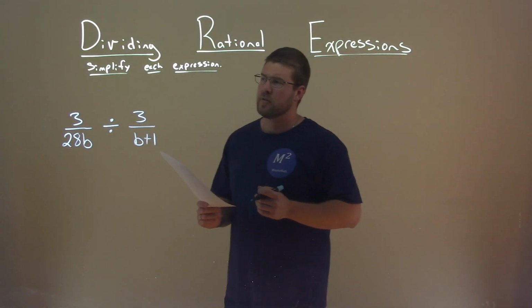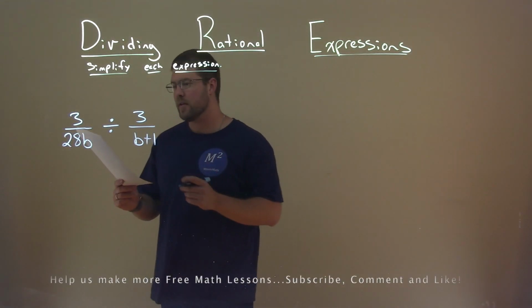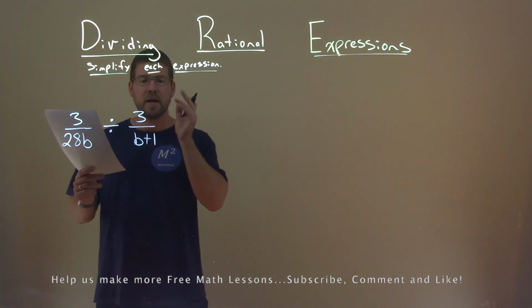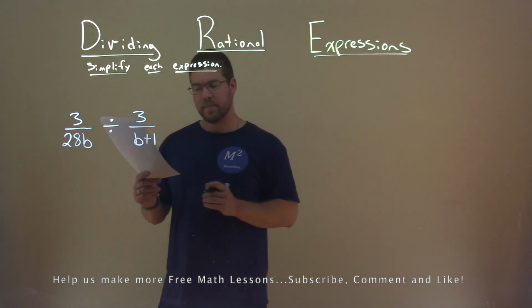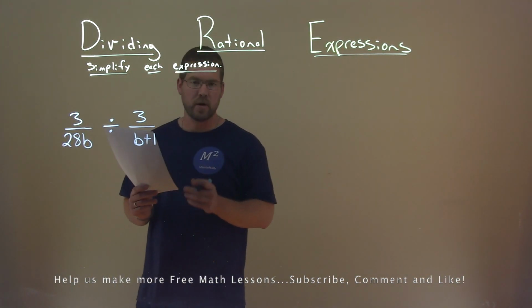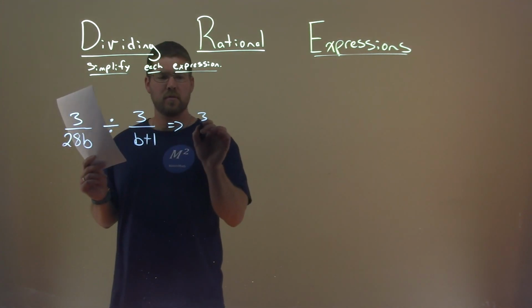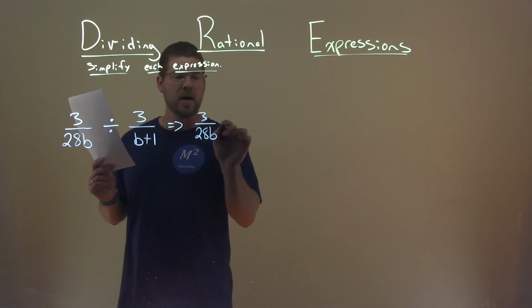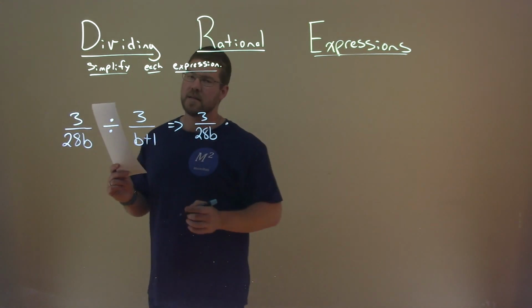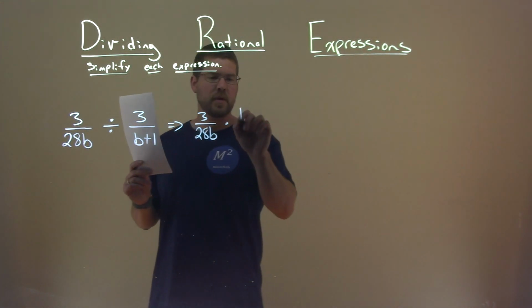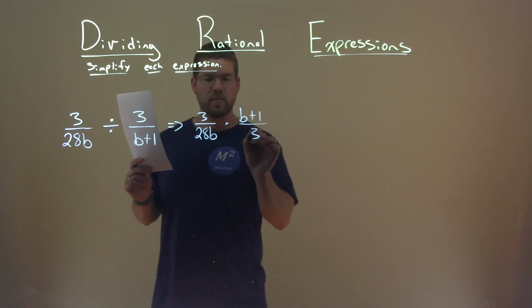We're given this expression right here. 3 divided by 28b divided by 3 over b plus 1. And we need to simplify this expression. Well, I'm going to rewrite this problem. First fraction stays the same, 3 over 28b. For the second part, I'm going to be multiplying instead of dividing. I'm going to flip that fraction. b plus 1 over 3.